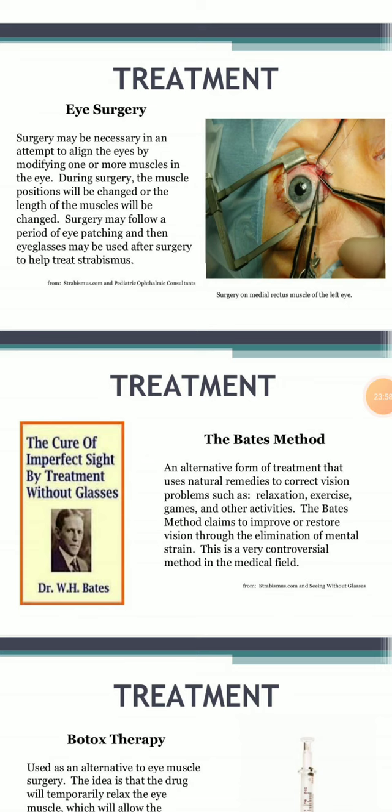Treatment. Eye surgery. Surgery may be necessary in an attempt to align the eye by modifying one or more muscles in the eye. During surgery, the muscle position will be changed or the length of the muscle will be changed. Surgery may follow a period of eye patching, and then eyeglasses may be used after surgery to help treat strabismus.